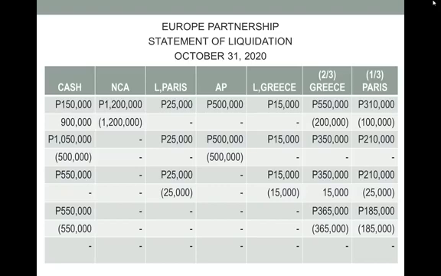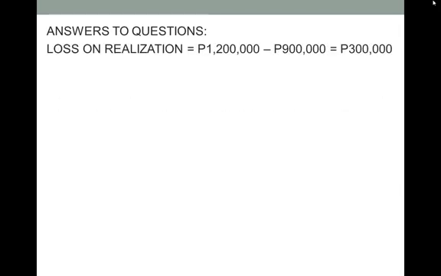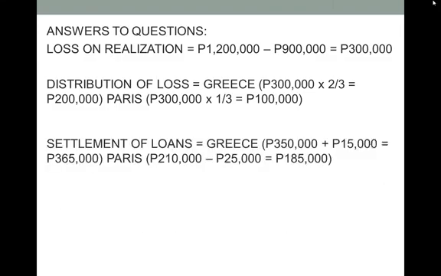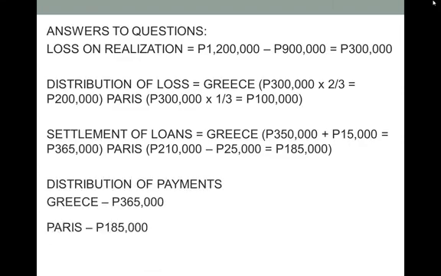Now let's proceed to installment liquidation. By the way, answers to the questions: loss on realization, 300,000. Distribution of loss, 200,000 and 100,000. Then settlement of loans, then distribution of payments to Greece and Paris.